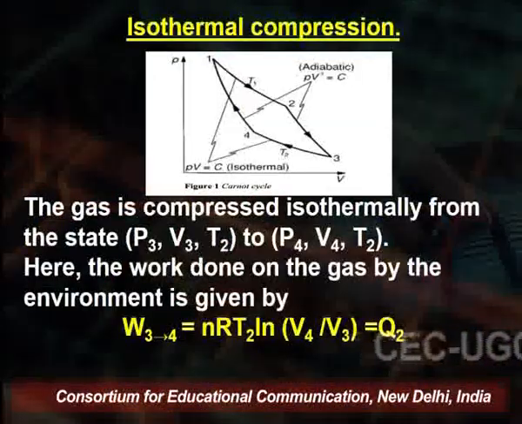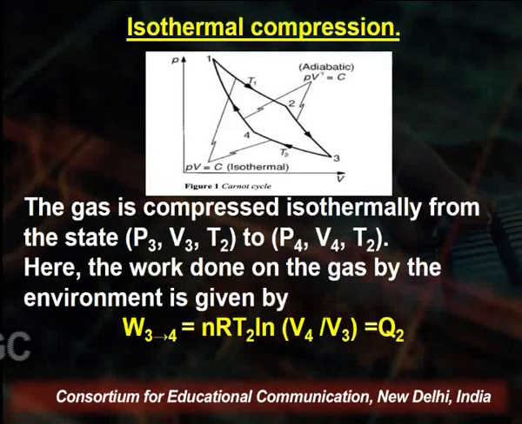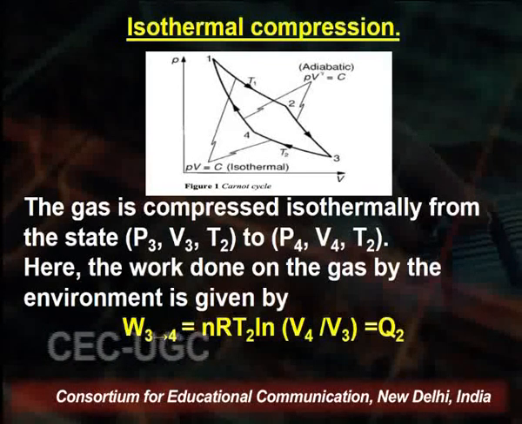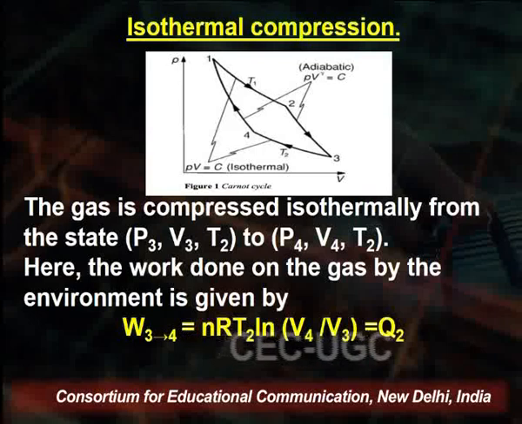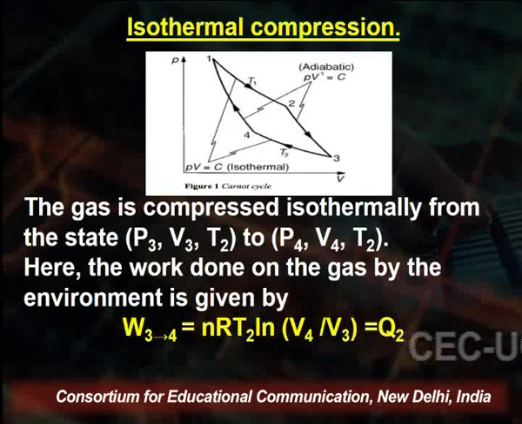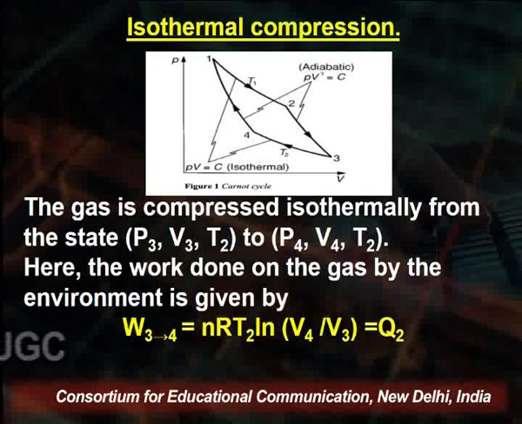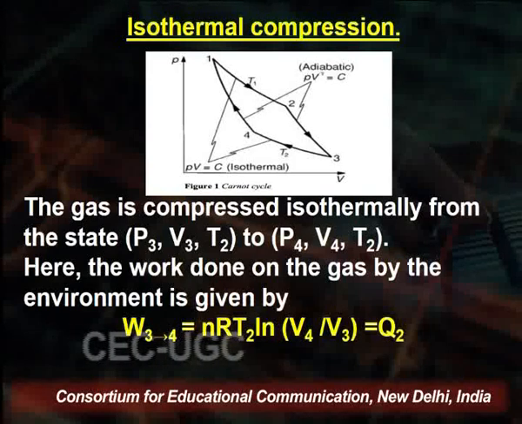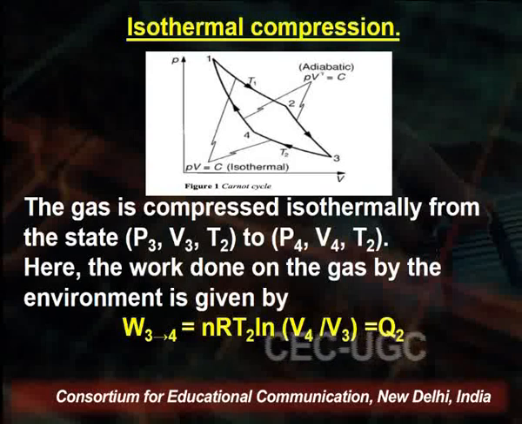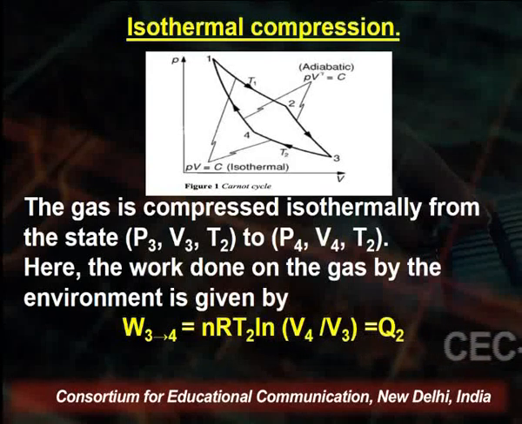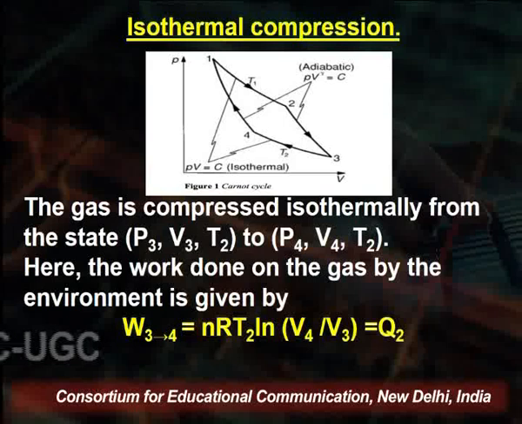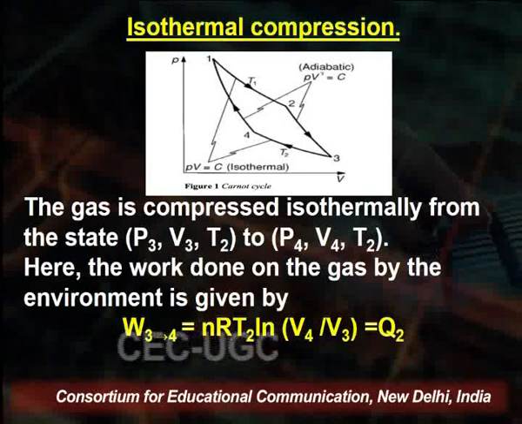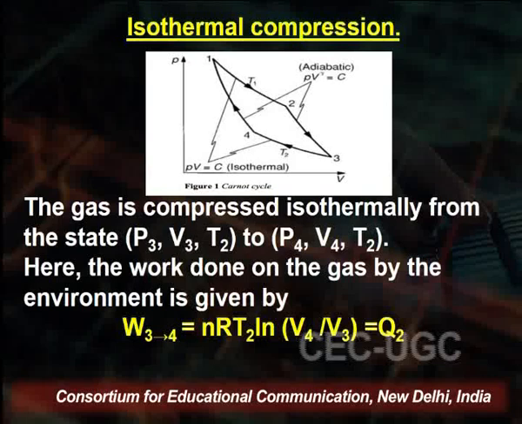The next process is the isothermal compression, which is taking the gas from state 3 to state 4. The gas is compressed isothermally from the state P3, V3, T2 to P4, V4, T2. As you can see, temperature is T2 only because this is isothermal compression. Here the work is done on the gas by the environment and is given by W3 to 4 equal to nRT2 log V4 by V3, which is equal to Q2.